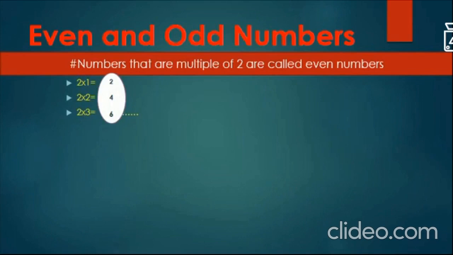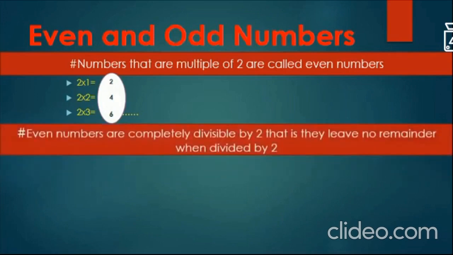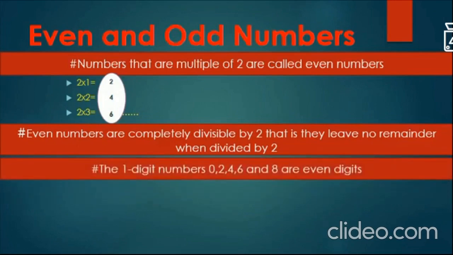When we multiply any counting number with 2 and we get the product, that is an even number. When we multiply 2 by 1, 2 multiplied by 2, 2 multiplied by 3, 2 multiplied by 4, any counting number, the answer or product is an even number. Even numbers are completely divisible by 2. That is, they leave no remainder when divided by 2.